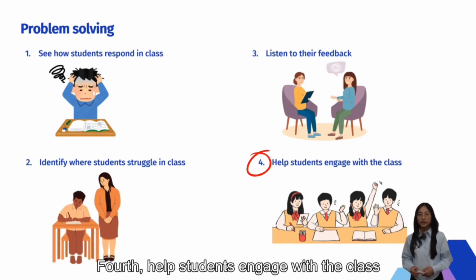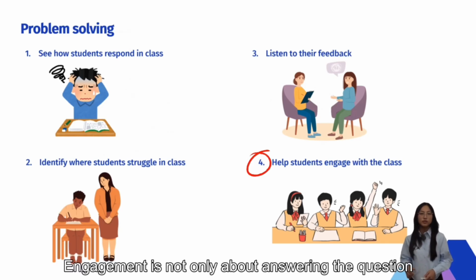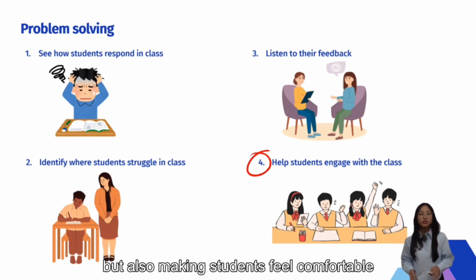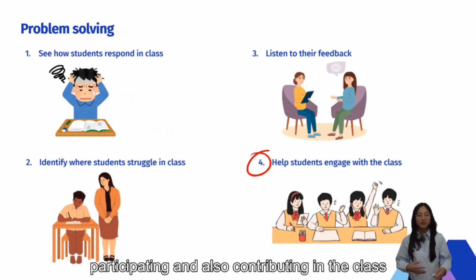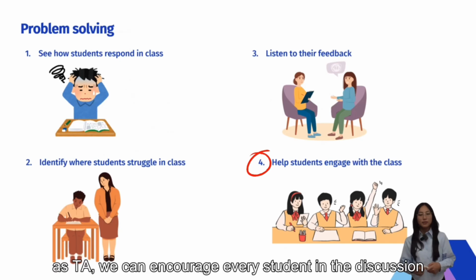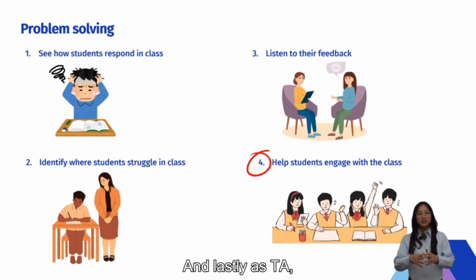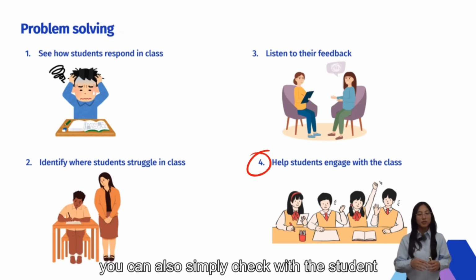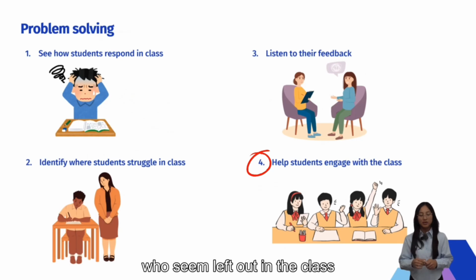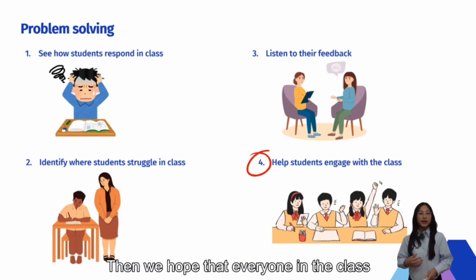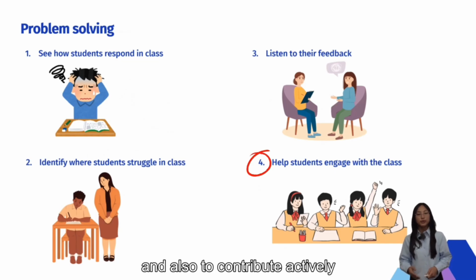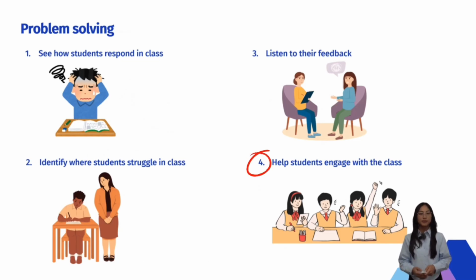Fourth, help students engage with the class. Engagement is not only about answering the question, but also making students feel comfortable participating and contributing in the class. As TA, we can encourage every student in the discussion or maybe create small group interaction. And lastly, as TA, you can also simply check with the student who seems left out in the class. Then, we hope that everyone in the class will be more motivated to learn and also to contribute actively.